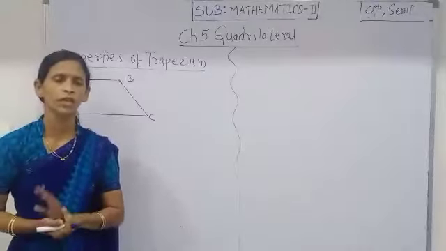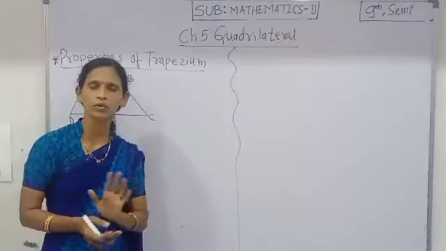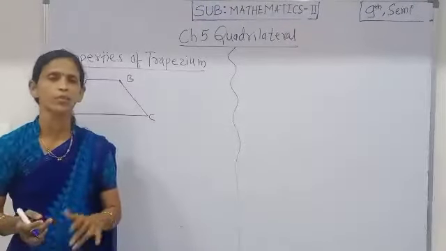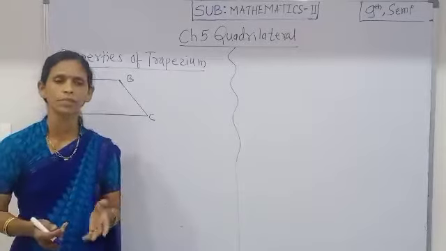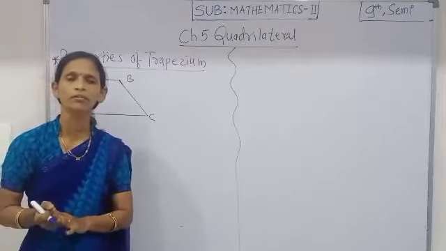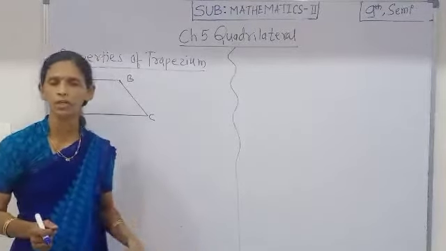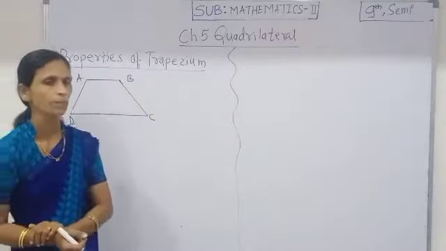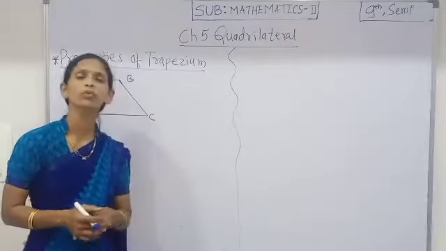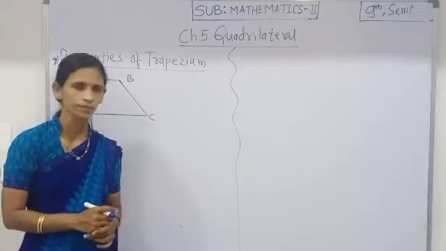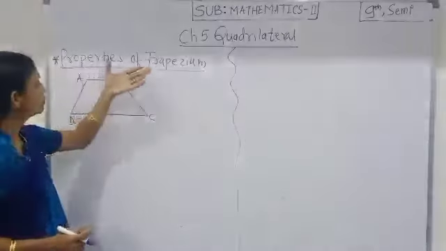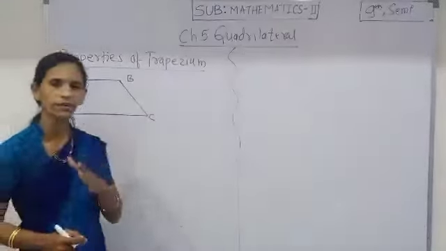Hello students, in the previous lecture we studied the rhombus, the properties of a rhombus, and examples from Practice Set 5.3, which is related to the properties of a rhombus. Today we are going to learn about the properties of the trapezium, one more quadrilateral.